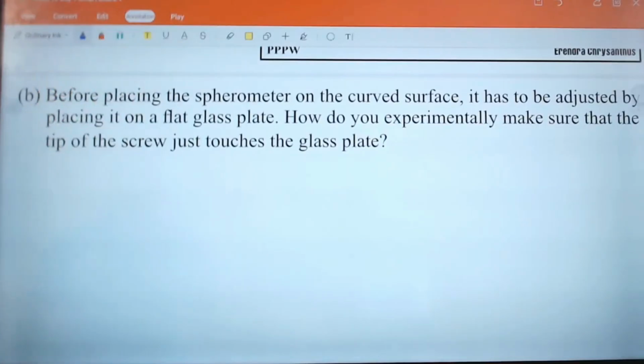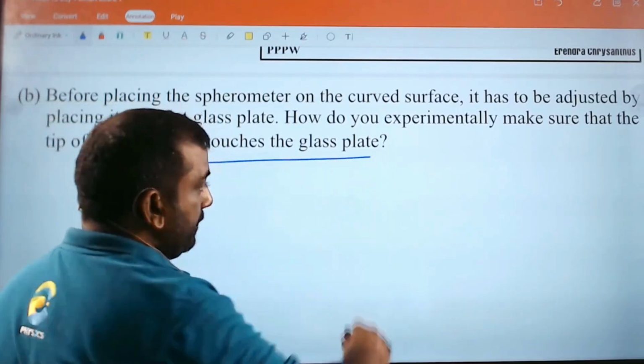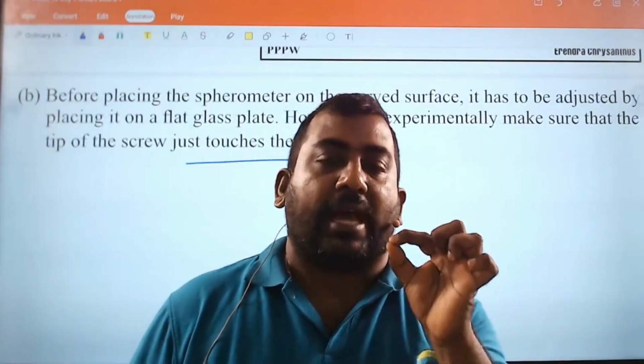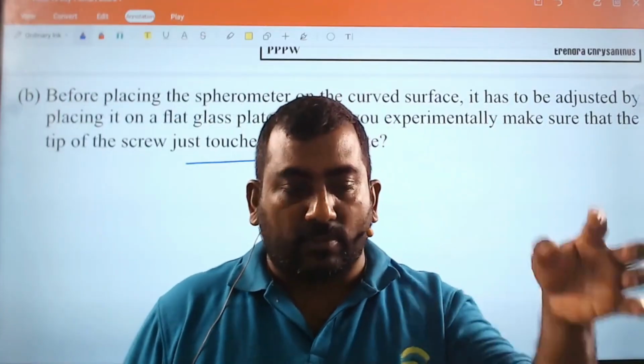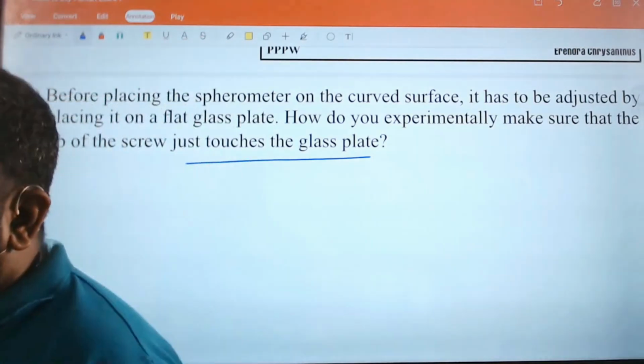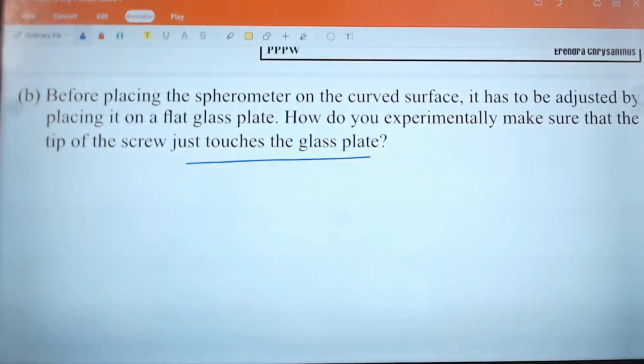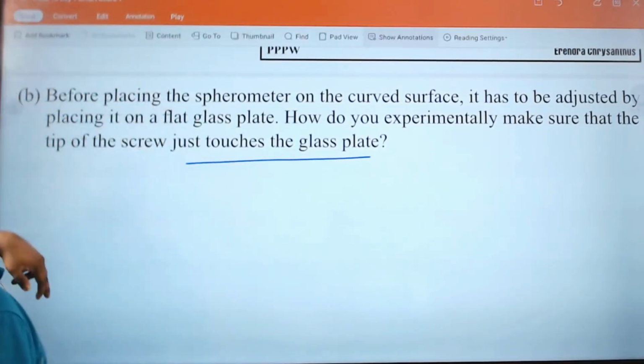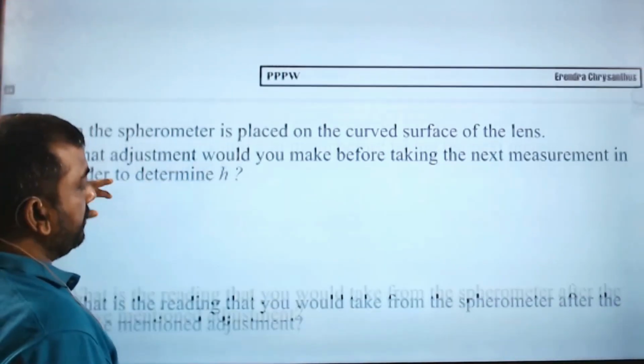Before placing the spherometer on a curved surface, it has to be adjusted, placing it on a flat glass plate. How do you experimentally make sure that the tip of the screw touches the glass plate? So you rotate the screw until the tip of the screw touches the tip of the image. That should be the statement right there. We rotate the screw such that the tip of the screw touches the tip of the image. Very important. Right.